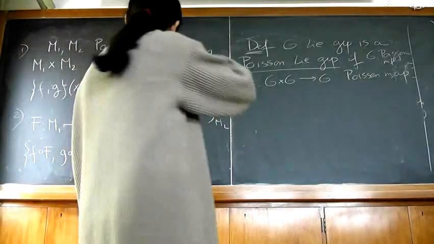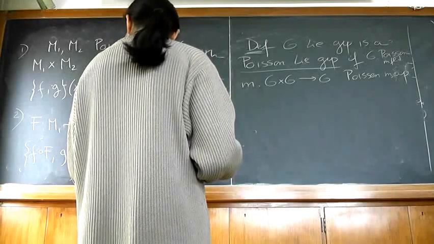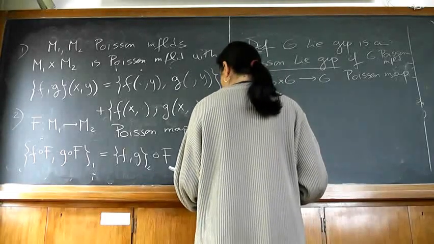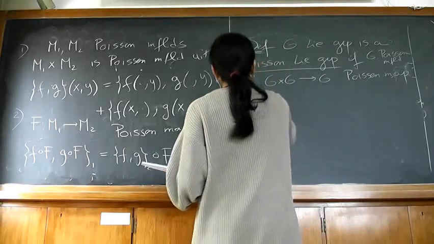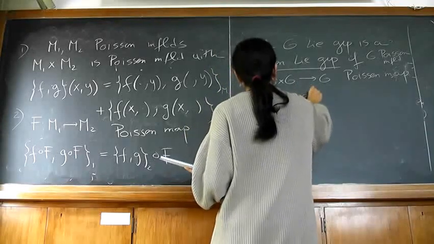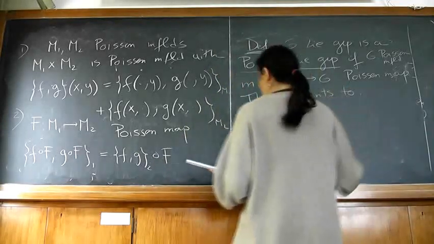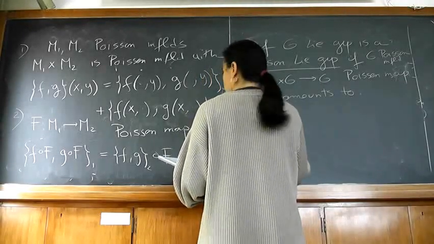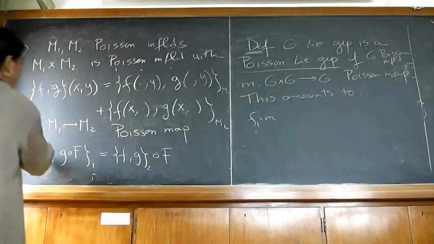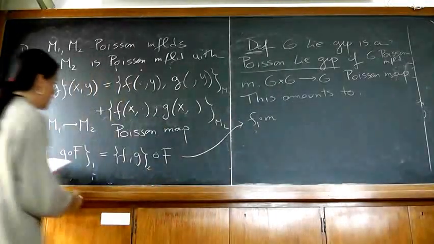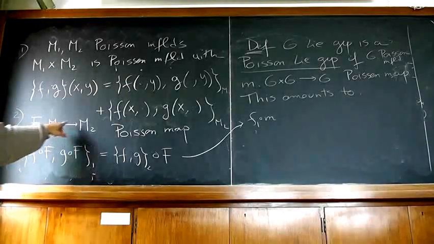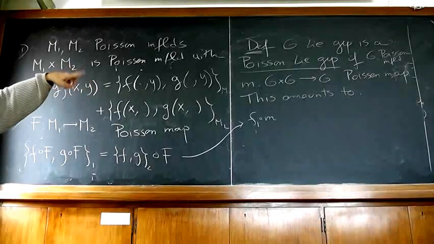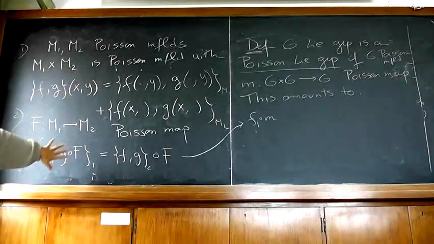I work this out. So the condition is the following. I'm writing this condition right here, for F being the multiplication map. Okay, I want to see the expression. What is the condition for M to be a Poisson map from here?